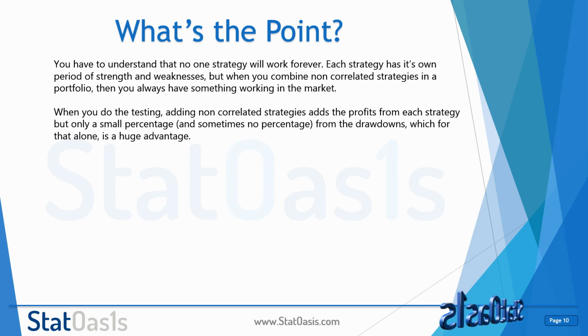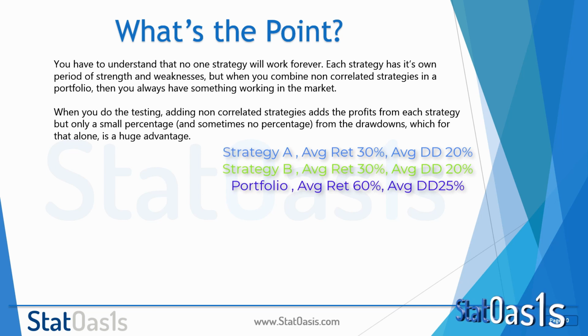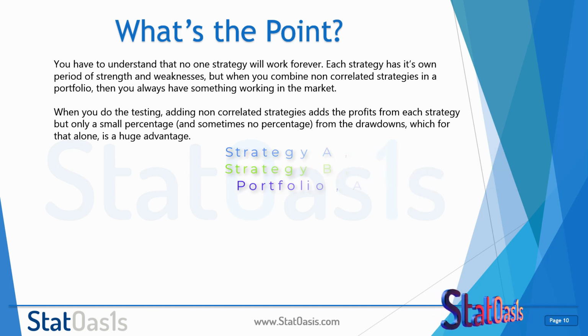And when you do the testing, you will find that sometimes, let's say two strategies make 30% each, so the return, if you combine them in a portfolio, will be 60% per year. But if their drawdown each is 20%, their drawdown in a portfolio will not be 40. Sometimes it will stay at 20, sometimes it will be even less, and sometimes it will be, let's say, 25. But it will never be 40.